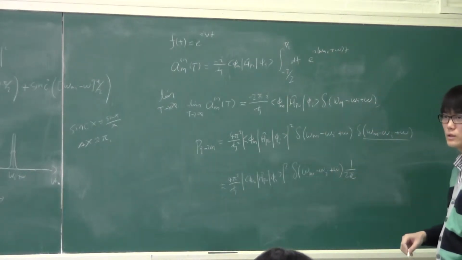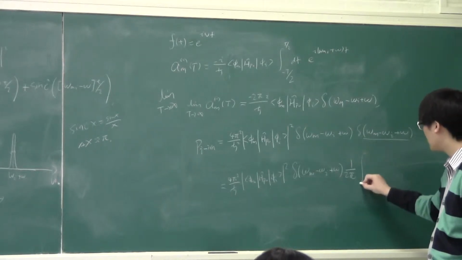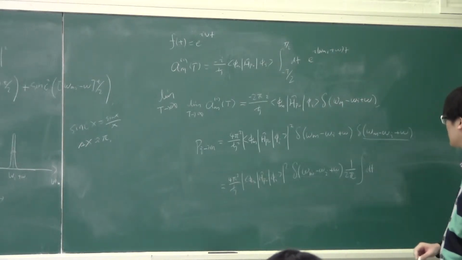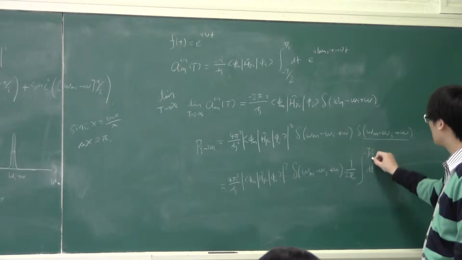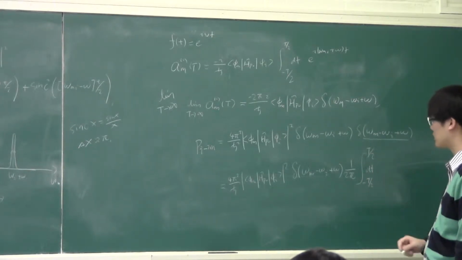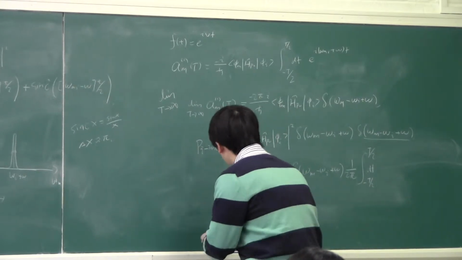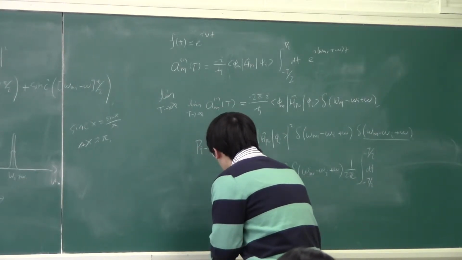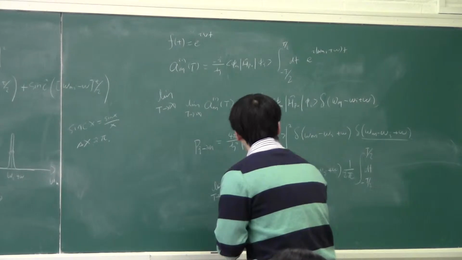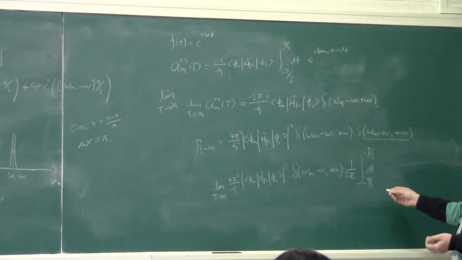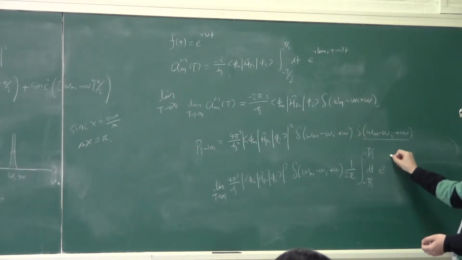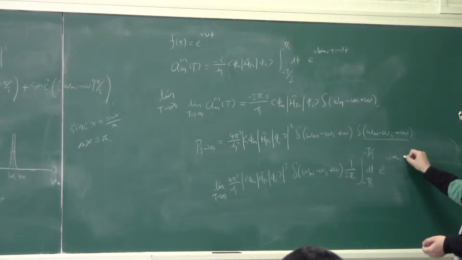To change the delta function into an integral, you divide by 2 pi, dt, from minus t over 2 to t over 2. And then somewhere I need to say that this is the limit as t goes to infinity. And that is e to the i omega_m' minus omega_m plus omega.